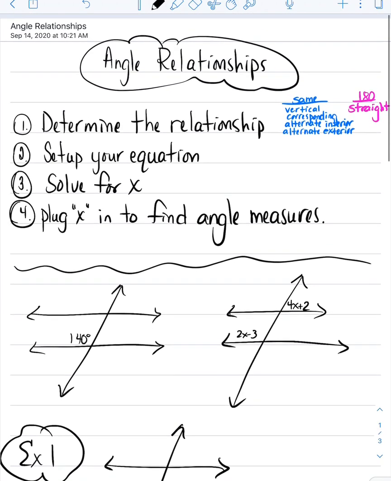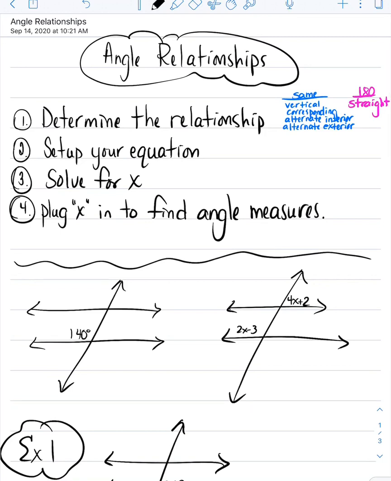Well, if you look back at our notes, the angle measures that we know are the same, or the angle pairs, were vertical angles, corresponding angles, alternate interior angles, and alternate exterior angles. All of those had the exact same, or congruent, measures. The only ones that had something different were two straight angles, and they added up to 180 degrees. So let's look at how we can use that to solve our situations today.